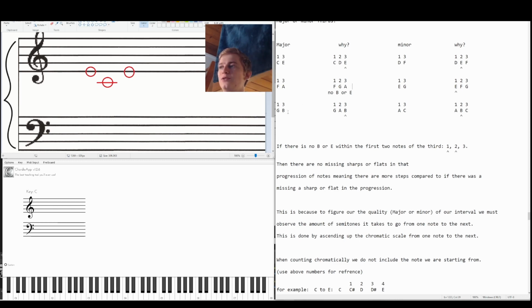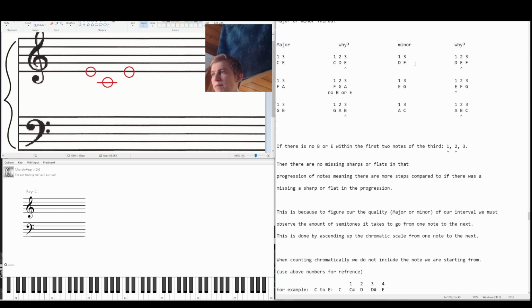And then for our last one, we have G and B. So we know that's a major because it's landing on the B, and in the middle of that we have G, A, and B. So we have our full set of the four semitones because the missing sharp comes at the last note, so it is not affecting us going from our G to ending on the B.